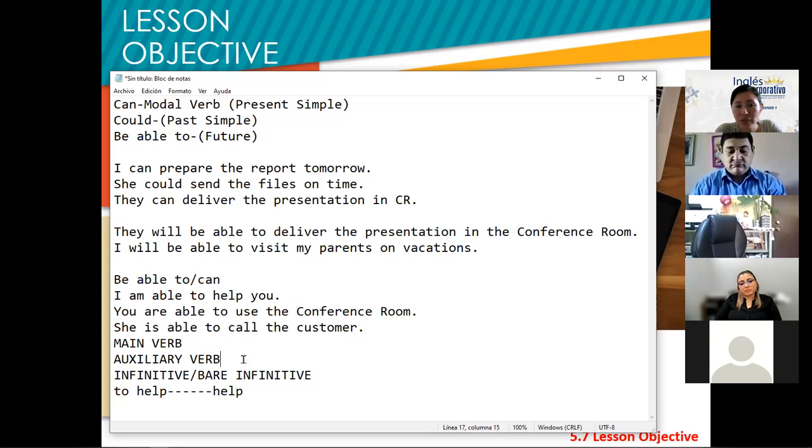Bueno, no sé si hay alguna otra pregunta antes de pasar al siguiente punto, pero si la tiene, mejor hágala.